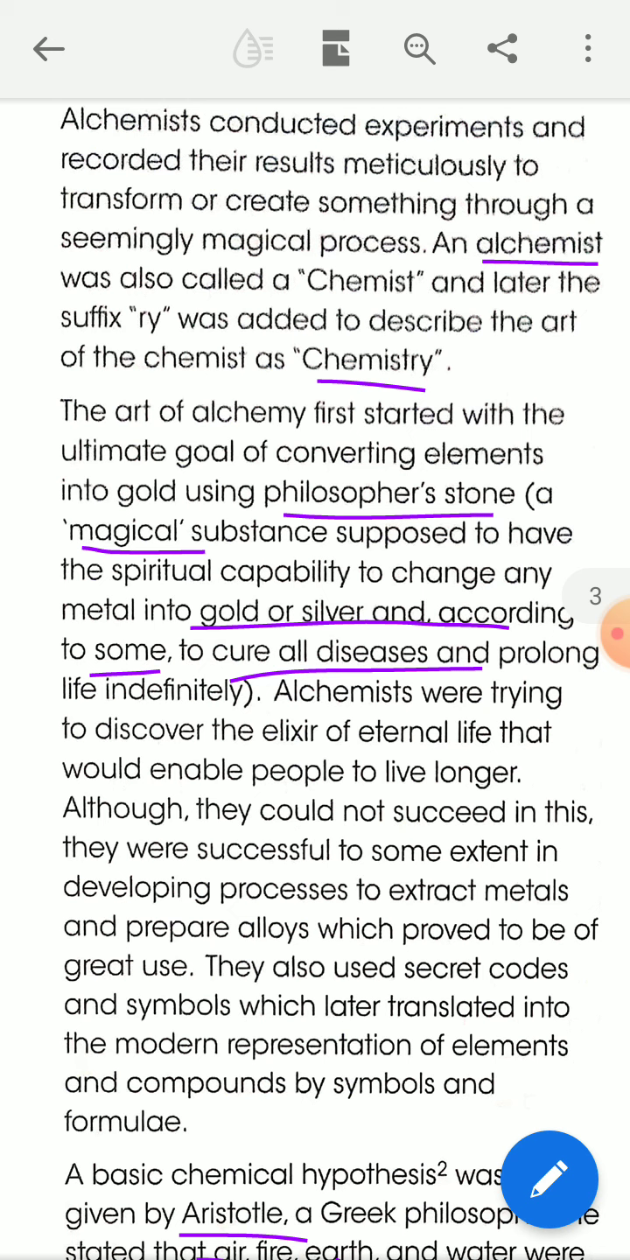Although they could not succeed in this, they were successful to some extent in developing processes to extract metal and prepare alloys, which proved to be of great use. And they also used secret codes and symbols, which later translated into the modern representation of elements and compounds by symbols and formulas.